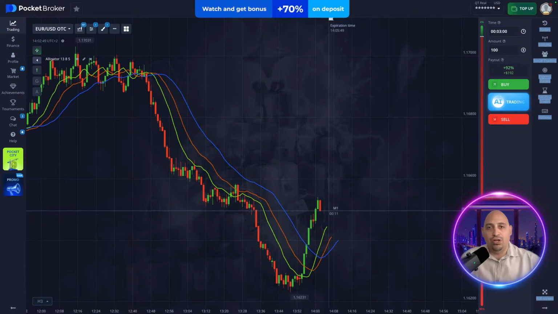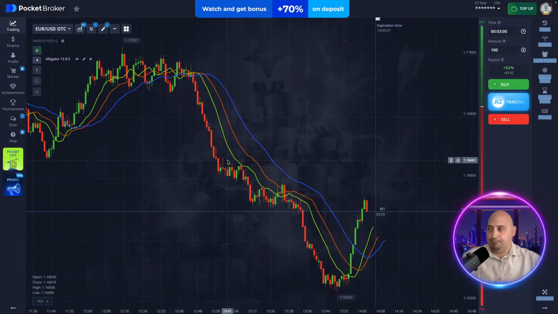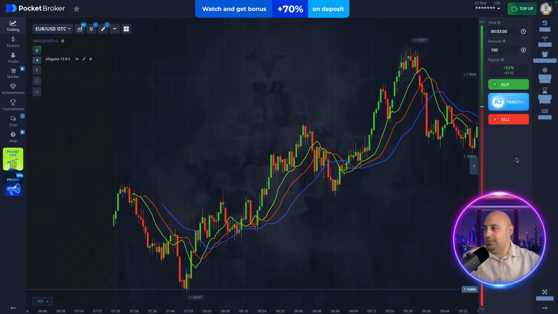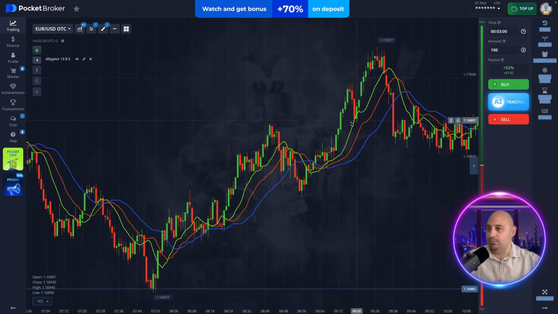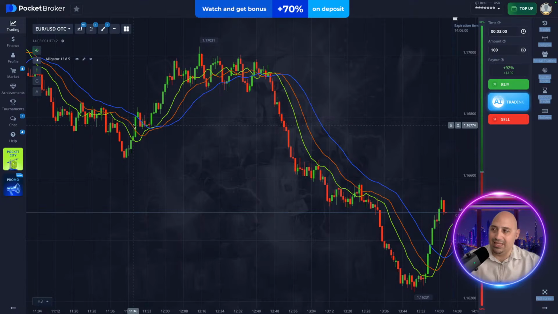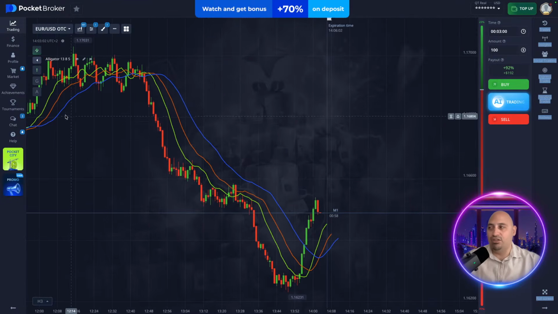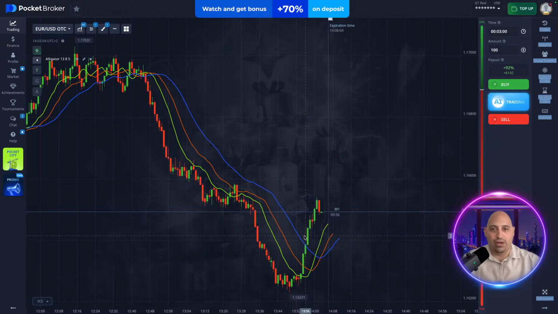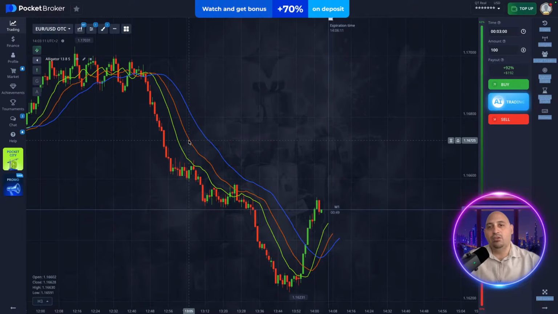All right. So now, in essence, you can clearly see here is an uptrend, sideways movement, where the alligator moving averages are tangled, and then we have a downtrend. The blue is considered to be the jaw, the red is considered to be the teeth, and the green is considered to be the lips. Like I said, the settings are optimal, so I'm not going to change anything.